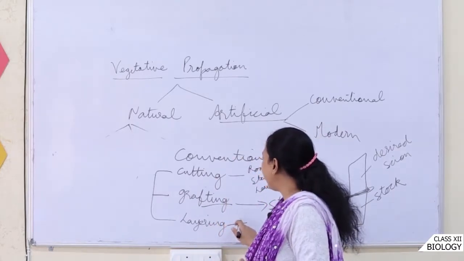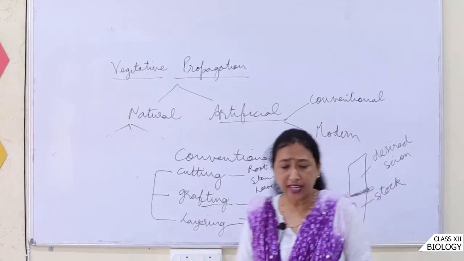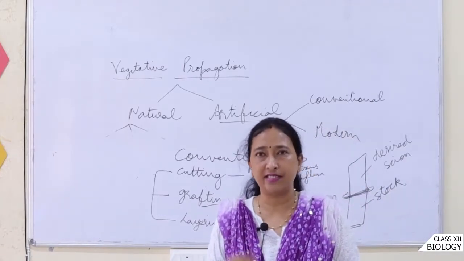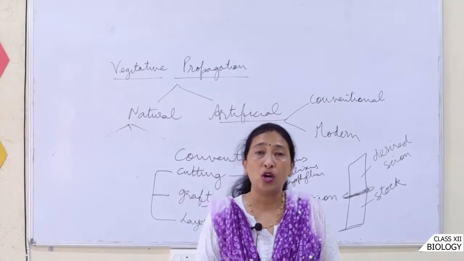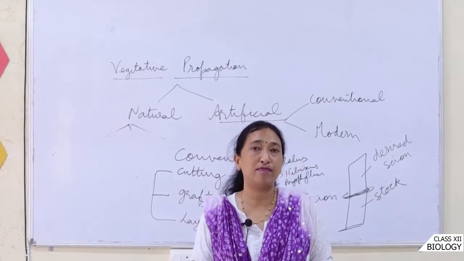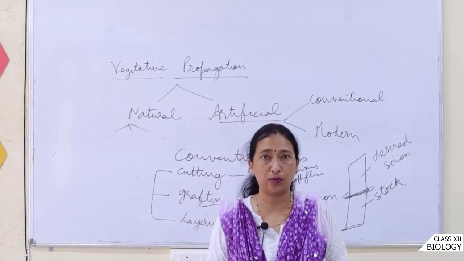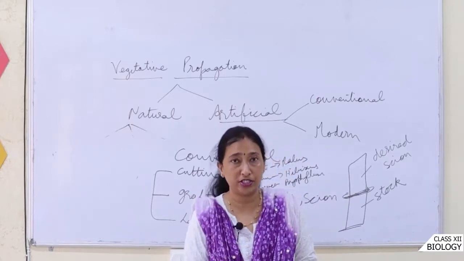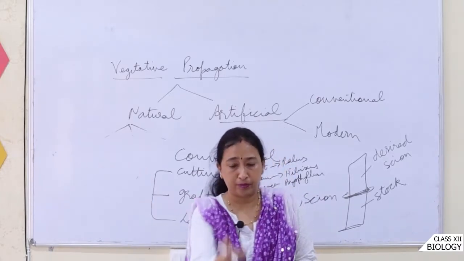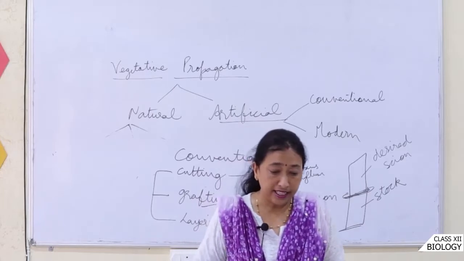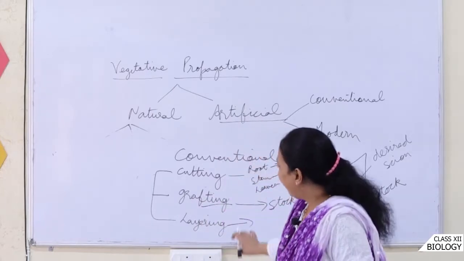Third, if we see, that is layering. Grafting is mostly done in citrus fruits, mango. That's why we are getting superior qualities of mangoes year by year. We are getting superior qualities of mangoes, superior qualities of citrus fruits such as orange, lemon. Third is layering.